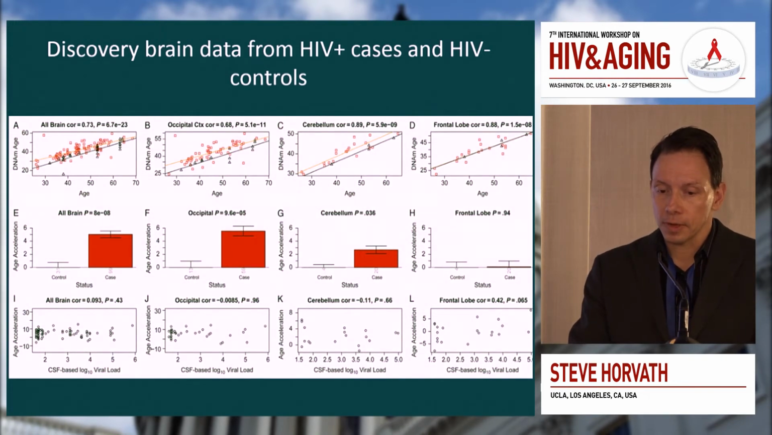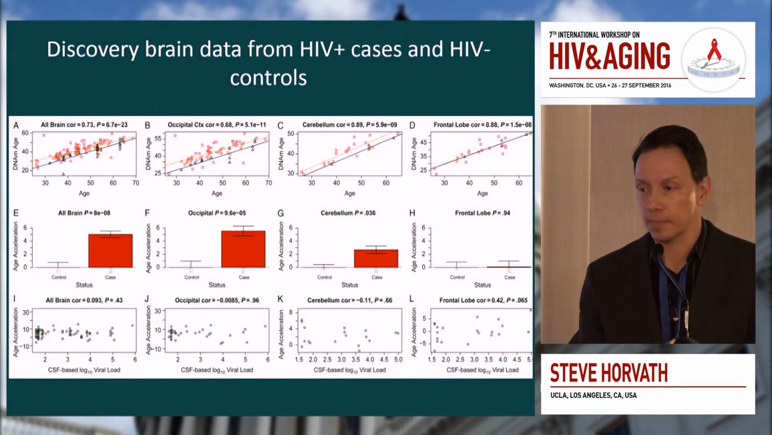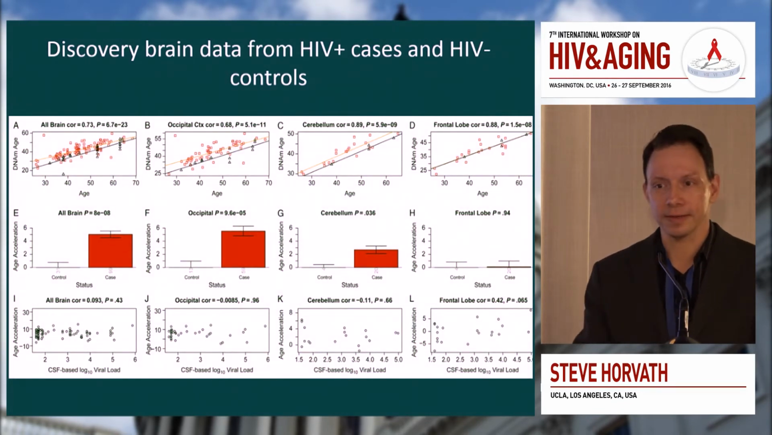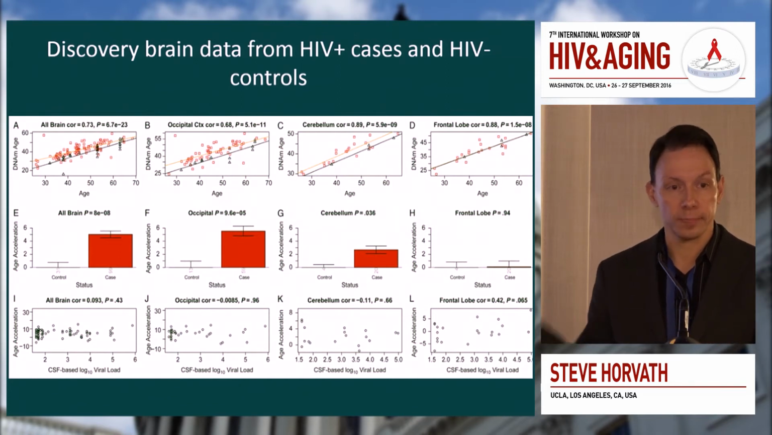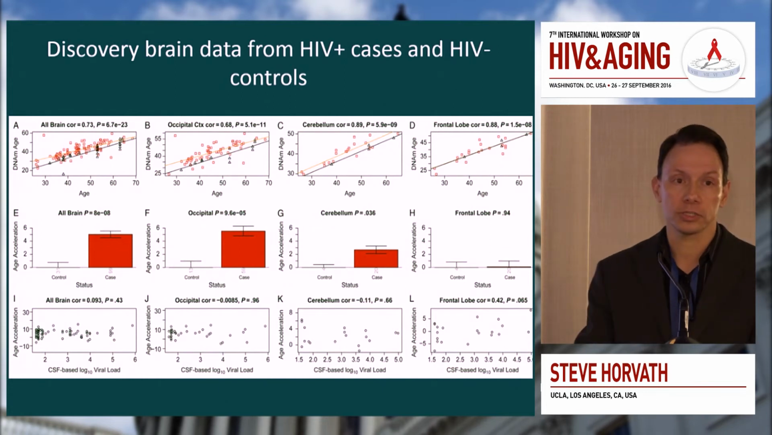From the same brains, we also had CSF-based estimates of viral load, and in certain ways it's interesting to ask, is viral load correlated with epigenetic age acceleration? And there was no relationship, unfortunately.